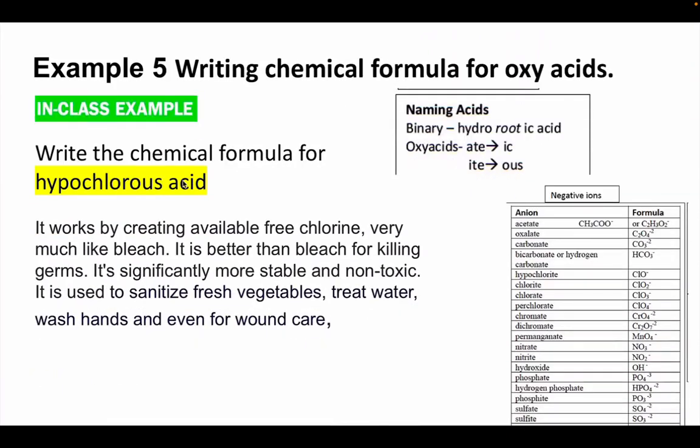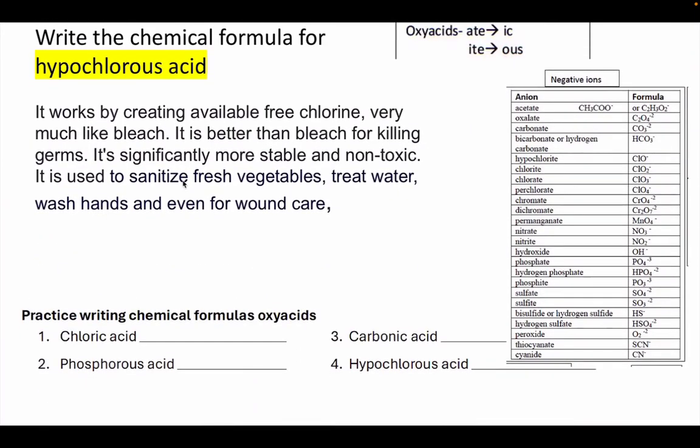So here's another couple examples you could try, and then pause the video and then just see how you did. So hypochlorous comes from hypochlorite. Hypo is not hydro. It's actually a polyatomic ion, and it is on here somewhere, right here. So ClO is negative with hydrogen. So the formula is going to be HClO.